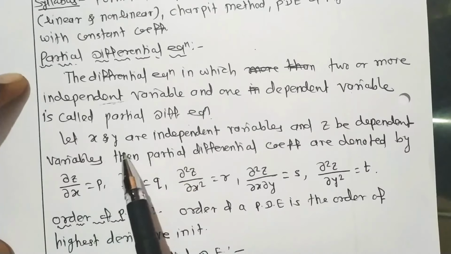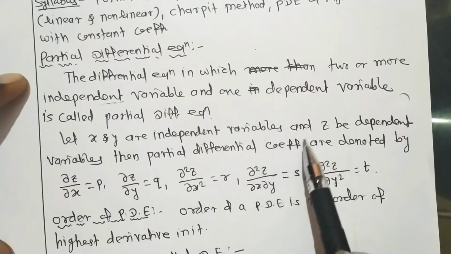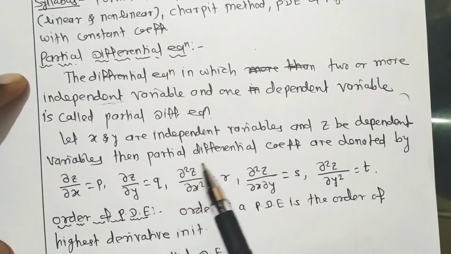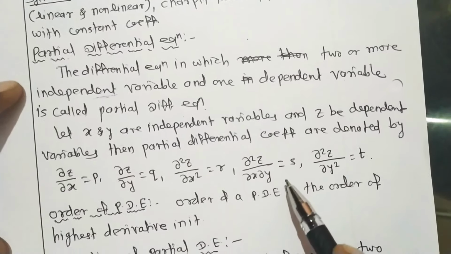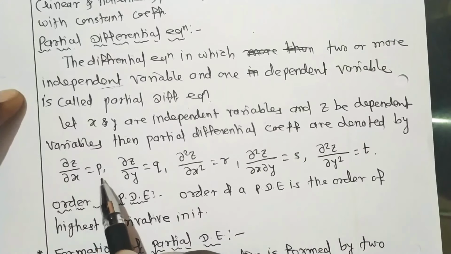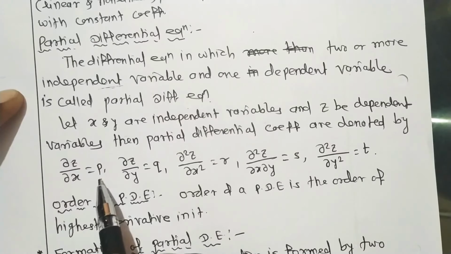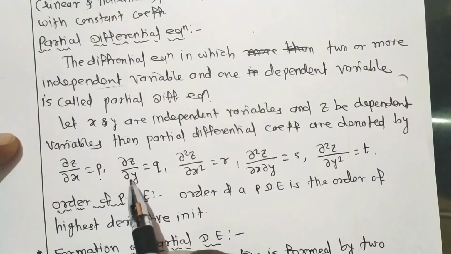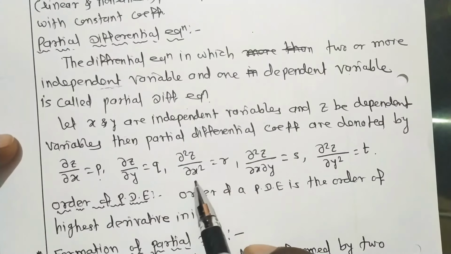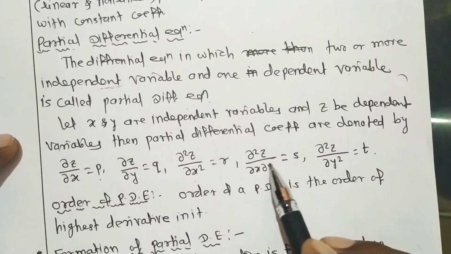Means here suppose if you take x and y are independent variable and z be the dependent variable, then partial differential coefficients are denoted by some notations. ∂z/∂x is denoted by p, means we can write p equal to ∂z/∂x, q equal to ∂z/∂y, r equal to ∂²z/∂x², s is equal to ∂²z/∂x∂y.